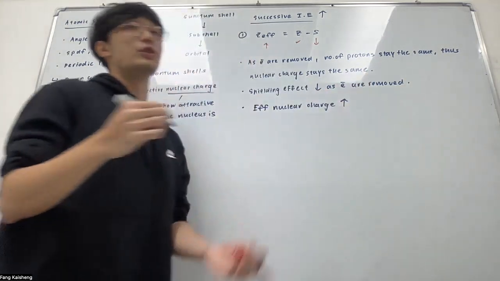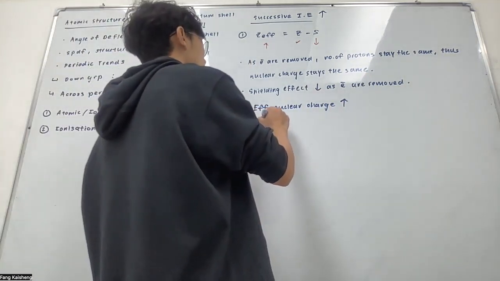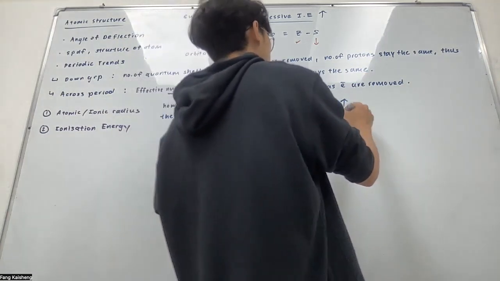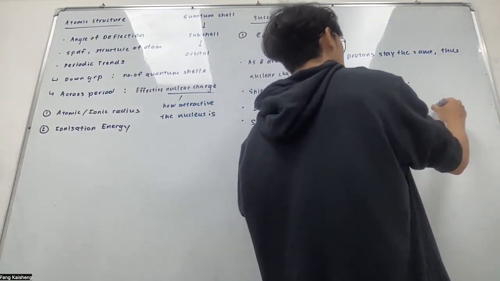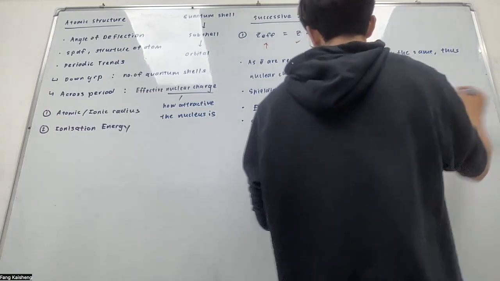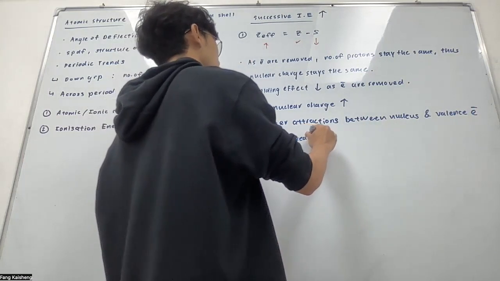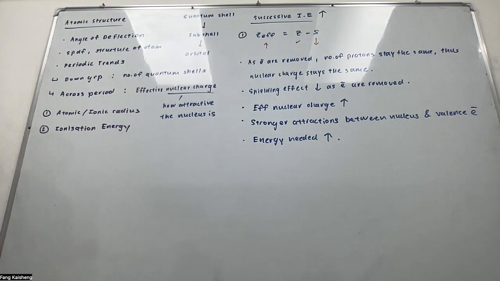Okay, so as it increases, there is a stronger attraction, right? You must tell me stronger attractions between valence electrons. So the energy needed will increase. Not a fan of this. There is a shorter explanation which is a lot more convincing in my opinion. So we can take a look at the second version, the preferred one.